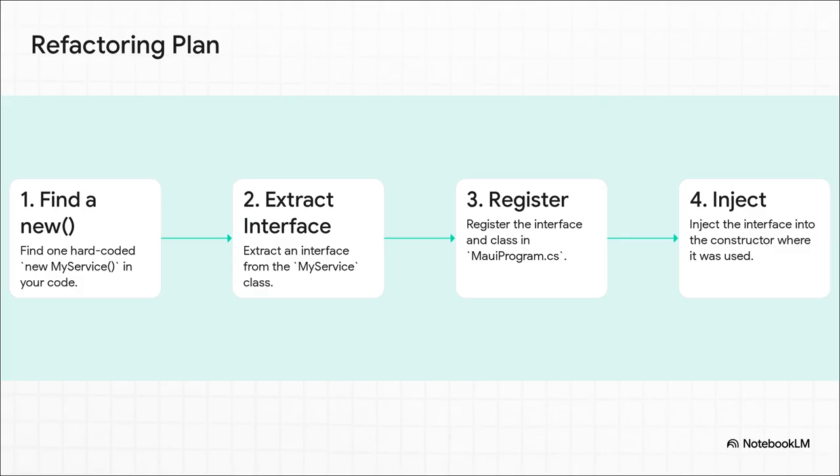Step 1. Hunt down just one place in your code where you've used the new keyword to create a service. Step 2. Extract an interface from that class. Step 3. Go to MauiProgram.cs and register it. And Step 4. Go back to where you found it and inject the interface into the constructor instead. That's it. Just one dependency at a time.